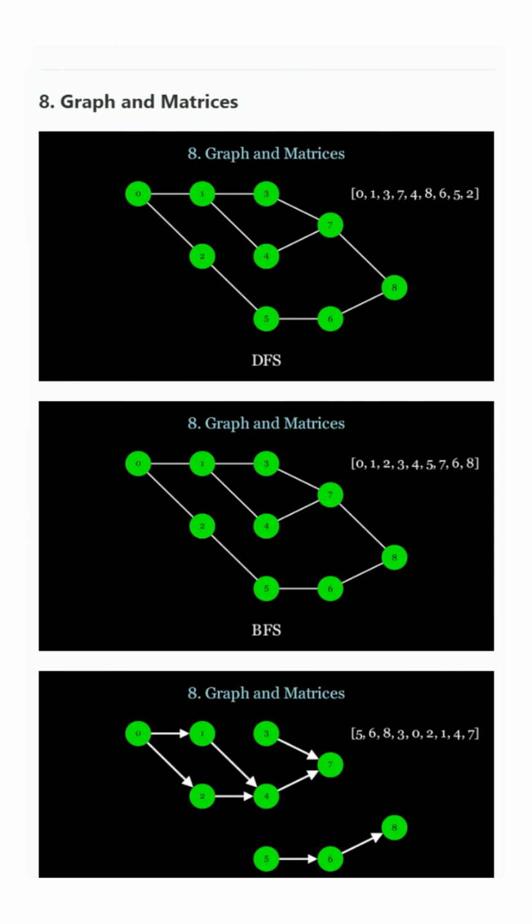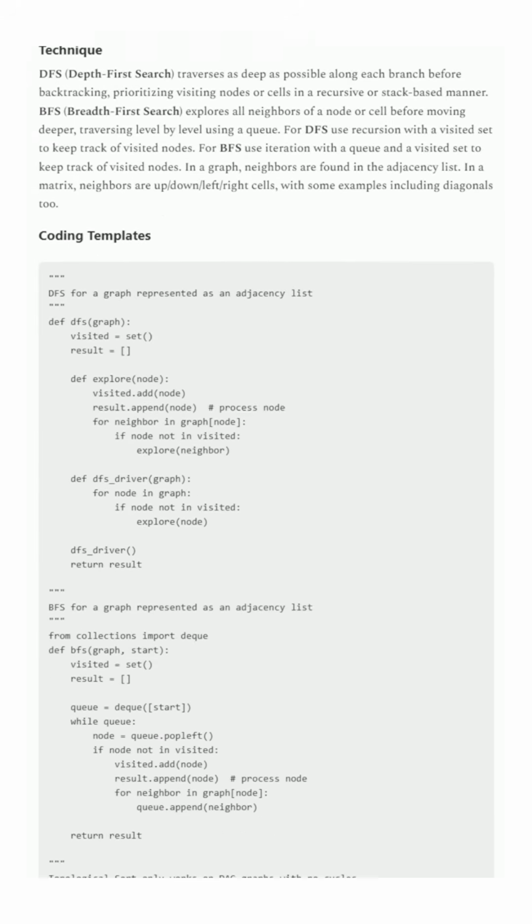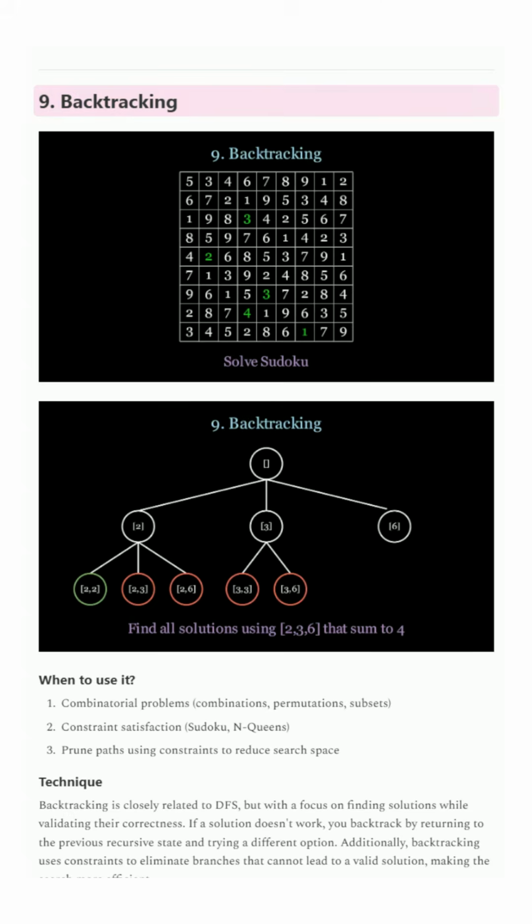In graphs, we have DFS, BFS, and topological sort, and we also have matrix traversals using DFS and BFS as well. These could be tricky to code out, so I have templates for each of these in my blog. Backtracking is effectively recursion. However, you're going to be smart about how you prune paths in order to reduce the search space to be more optimal.